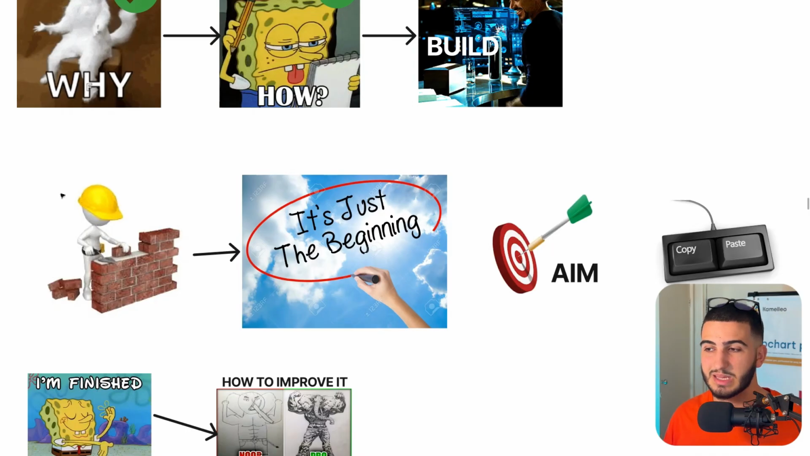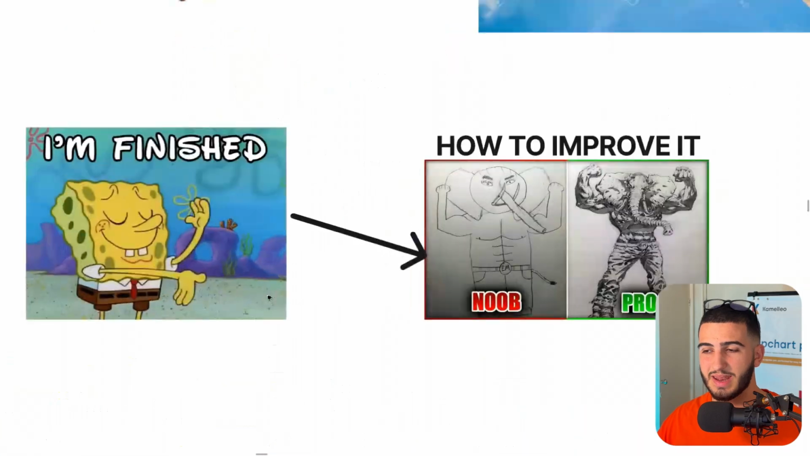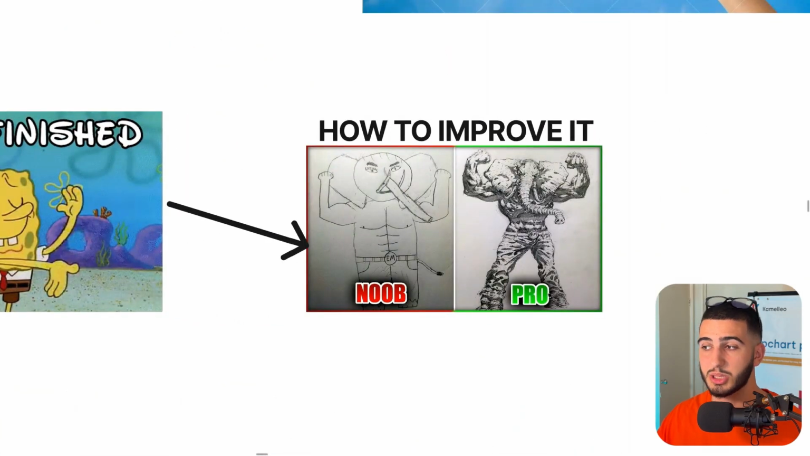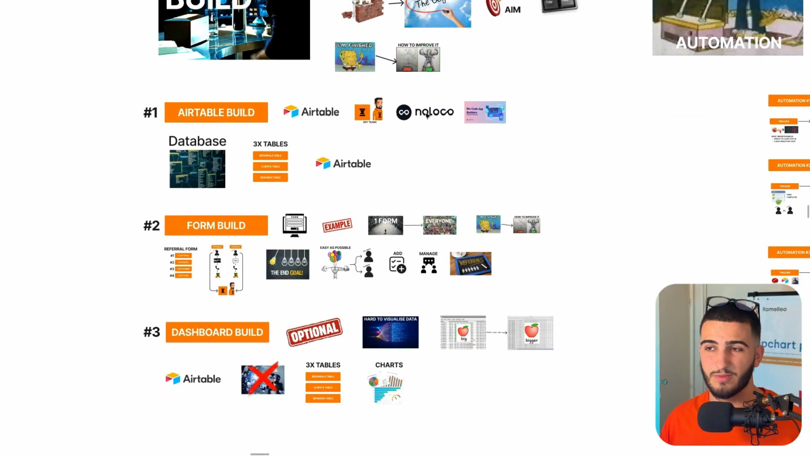But I really want to emphasize that this is just the beginning. The aim here is to give you a system that you can straight away copy and paste into your agency, which is why I'm not making it too advanced. But like I said, at the end, when I'm finished, I'm going to show you ways you can improve this to take it to the next level. So the actual build is going to be broken down into 3 different parts. First, we're going to be building the Airtable database. Then we're going to build a form. And then we're going to build the dashboard.